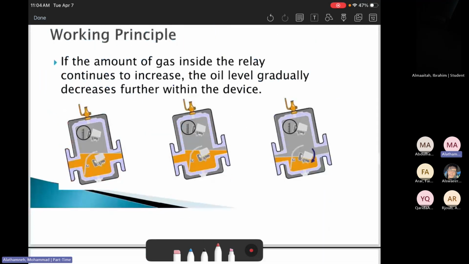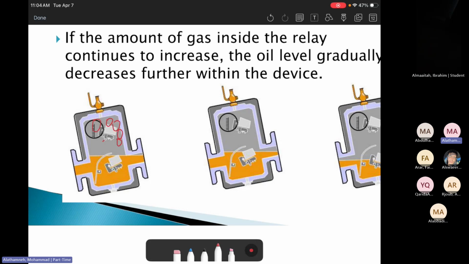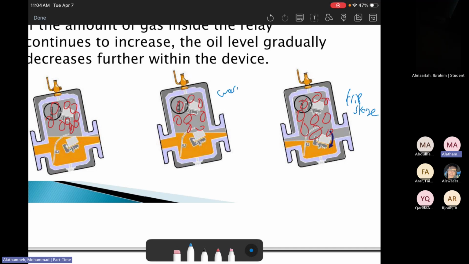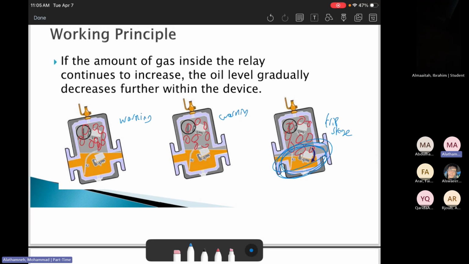Then if the fault continues, the gas keeps increasing and the oil level keeps decreasing until reaching this point, which will cause the trip stage. This is the trip stage. This is still warning. This is warning. While the trip stage is triggered once this one is reached, which is filled with gas bubbles. So you need to distinguish which one is the tripping stage, which one is the warning stage, and which is the normal stage.